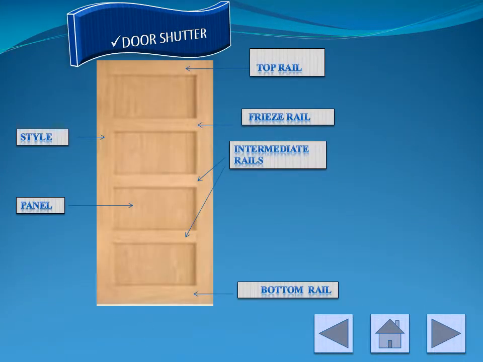The second component is the door shutter. The labeling starting from the top right hand side, we have the top rail, followed by the brazen rail. The next one is the intermediate rail. The last one at the bottom is the bottom rail. Then on the left hand side, the one in the middle is the stile, and the one that follows it is called the panel.